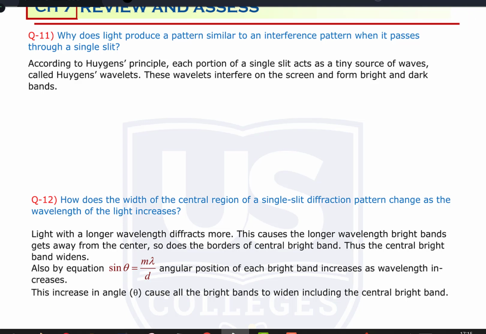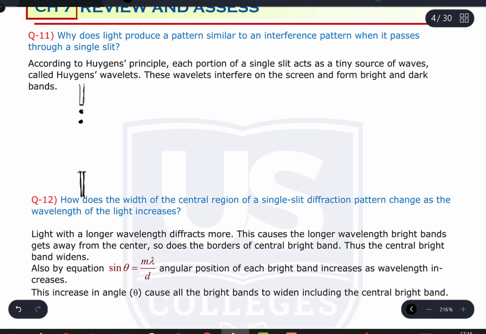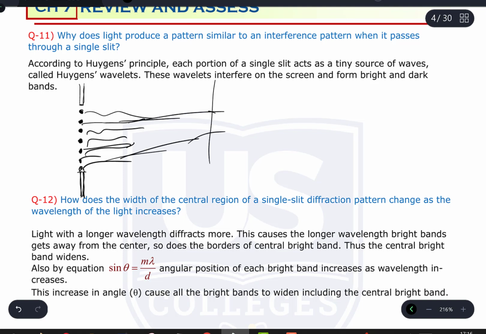Question number 11. Why does light produce a pattern similar to an interference pattern when it passes through a single slit? This is about diffraction. Remember, according to Huygens' principle, even though we see the slit to be very narrow, this slit compared to the wavelength of the light is very large, and Christian Huygens considered that in this slit, even though we don't see them, there are tiny light sources. Each one sends its own wave to the screen. So all these waves travel and meet on the screen. According to the phase difference between them, if they are in phase, they constructively interfere. If they are out of phase by 180 degrees, they destructively interfere. So we are going to see at different positions on the screen some regions are bright, some regions are dark.